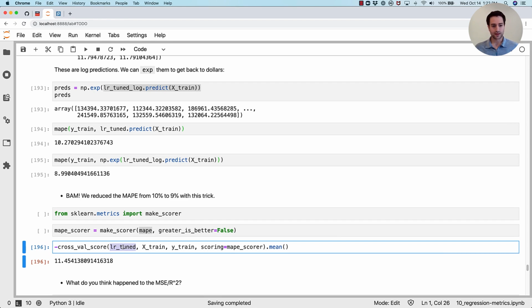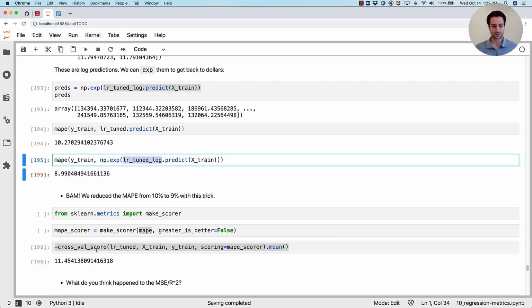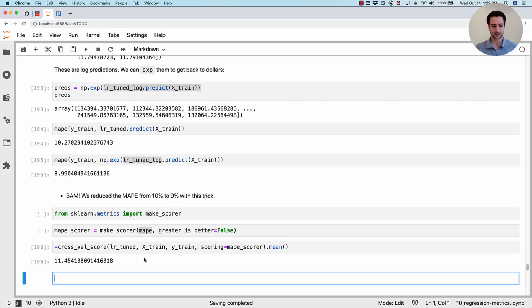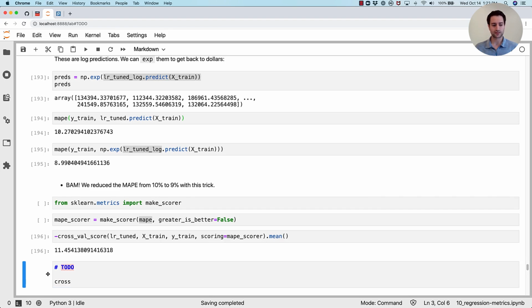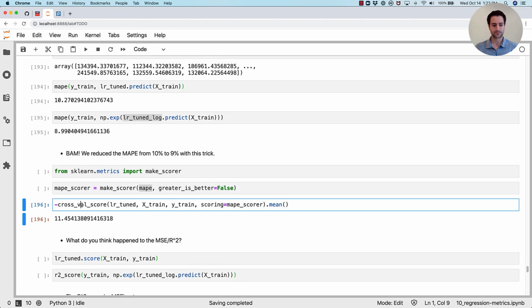Never mind. I can't exactly call cross-val score on this thing right now because of the prediction, so I still need to deal with that. But I'll be able to do that in a minute. So let's hold off on that for a minute, actually.